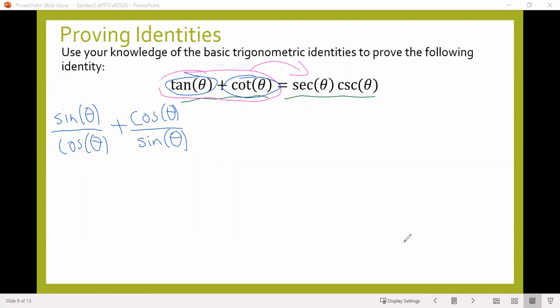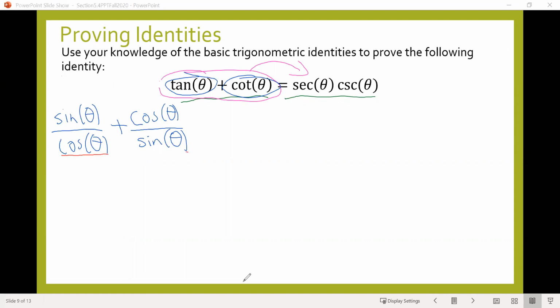So we've changed this tan of theta plus cotangent of theta into sine of theta over cosine of theta plus cosine of theta over sine theta. You notice what we have now are two fractions being added. When we have two fractions being added, what do we need in order to add them? That's right, we need a common denominator.